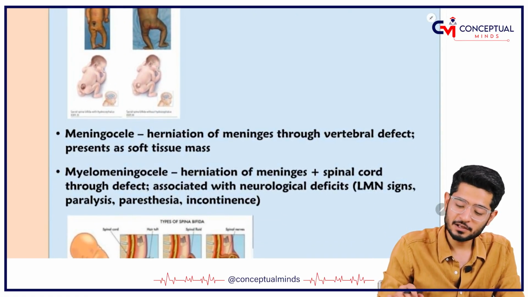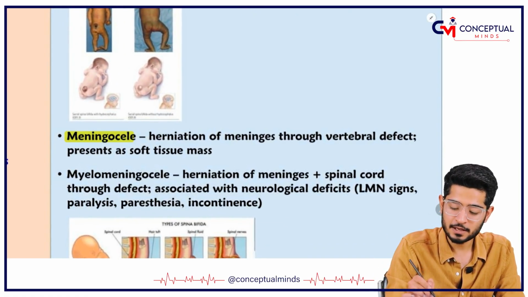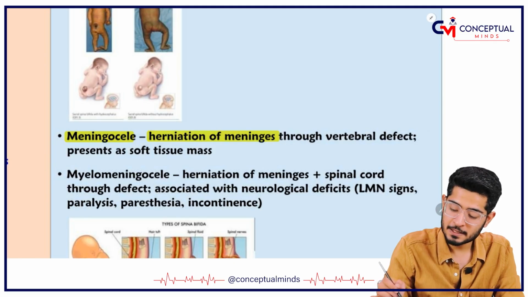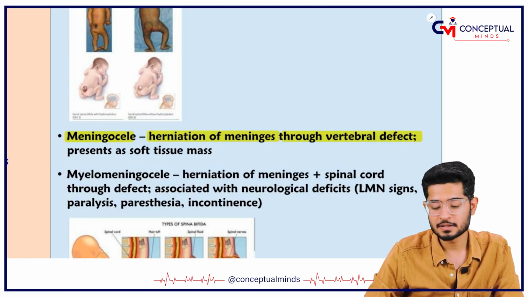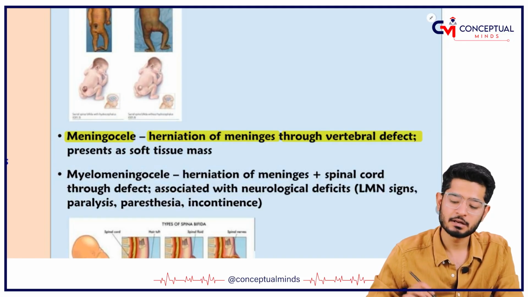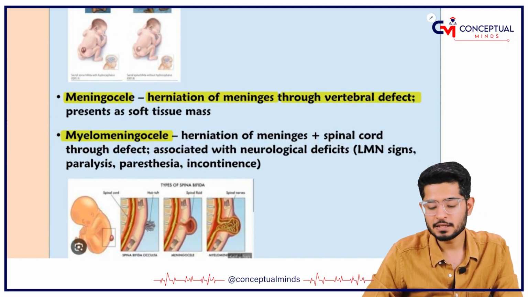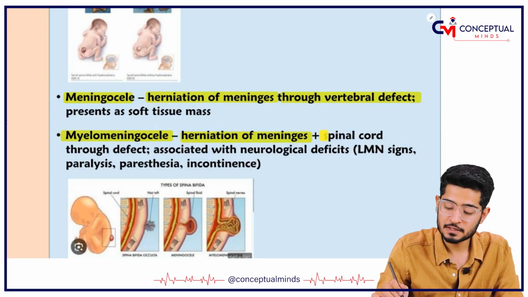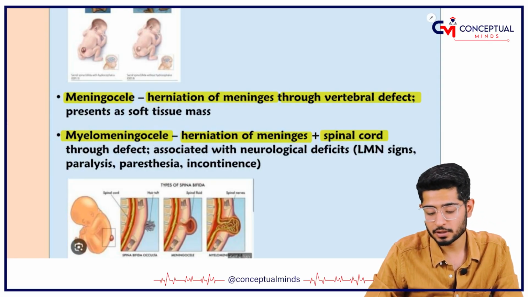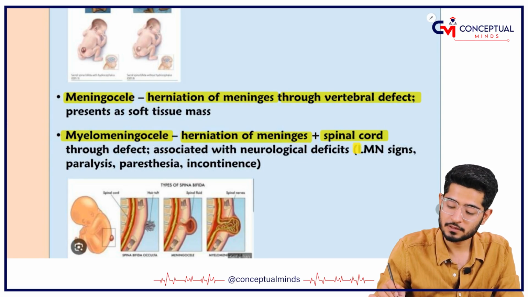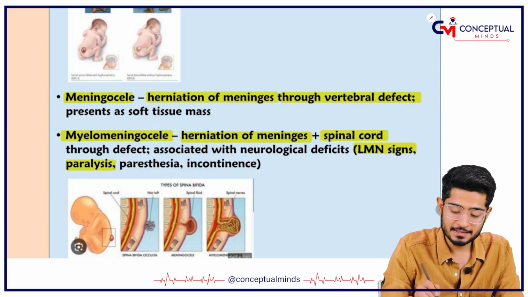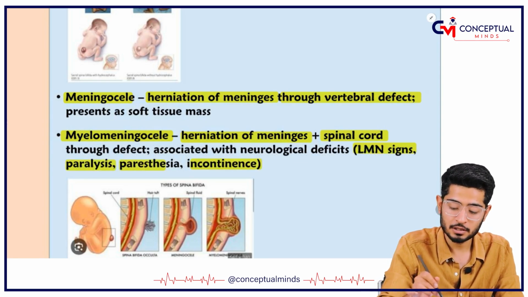Then it can be meningocele also. Meningocele is because of herniation of meninges through the vertebral defect, generally seen as a soft tissue mass. Then there is myelomeningocele, that means herniation of meninges and herniation of the spinal cord through the defect, which is associated with neurological signs: paralysis, paresthesia, incontinence and everything.